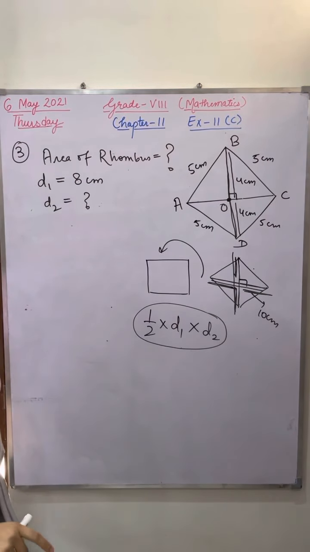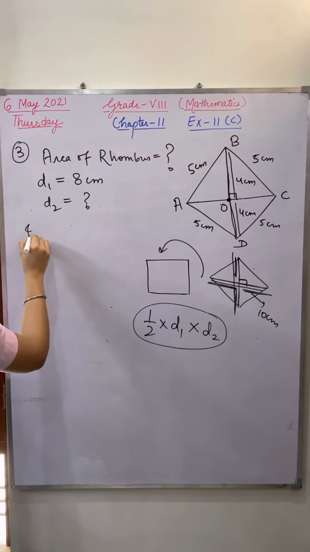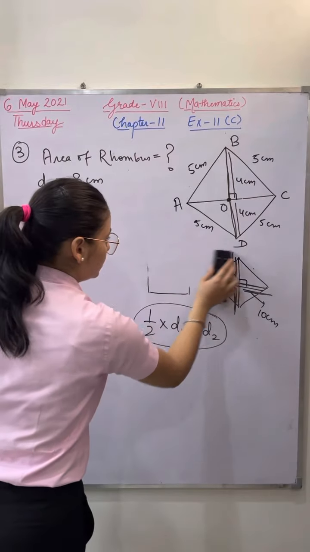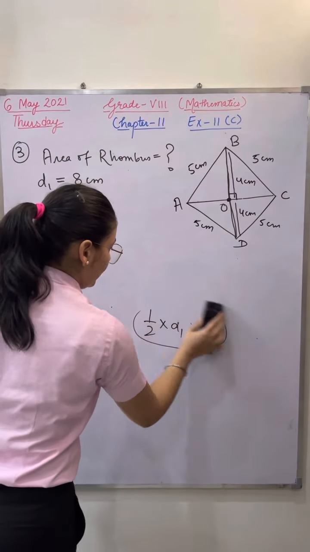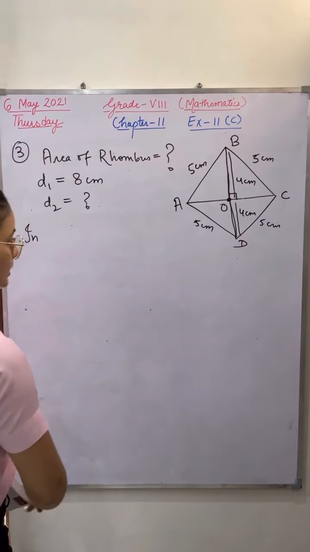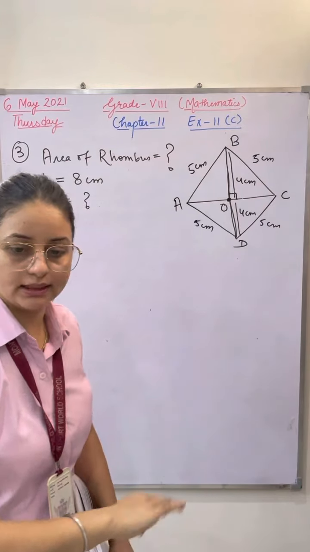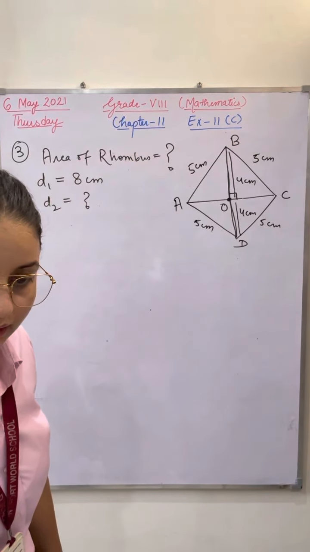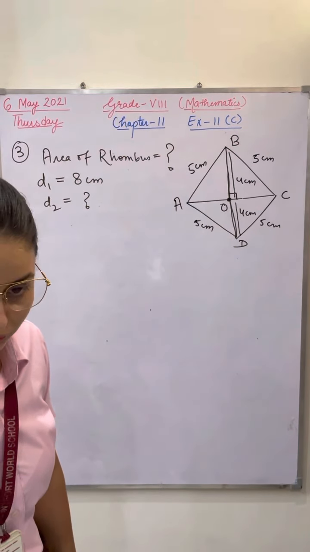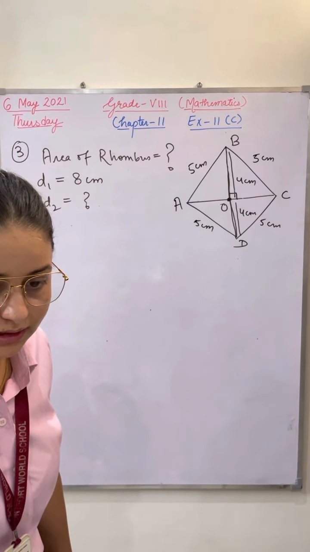So now let's start with the triangle. How can I take out the length of diagonal 2? Anyone can tell me? I'm going to unmute a student. Give me your answers. It doesn't matter if it's wrong. I'm not saying your answer should be absolutely correct. Okay. Dhriti, please unmute yourself.